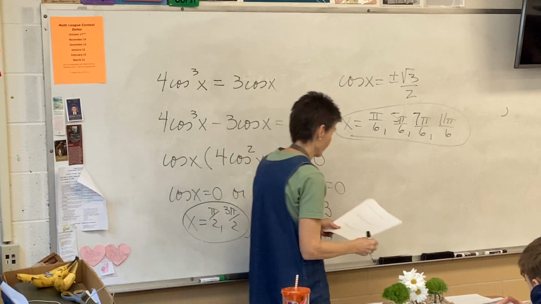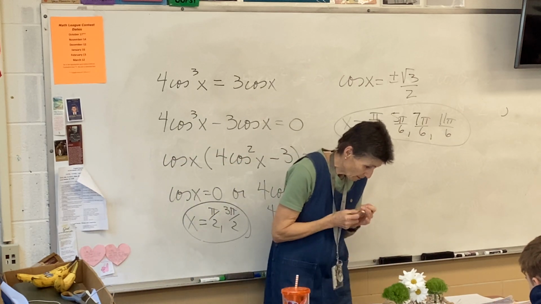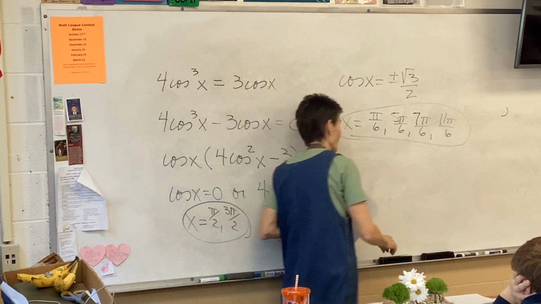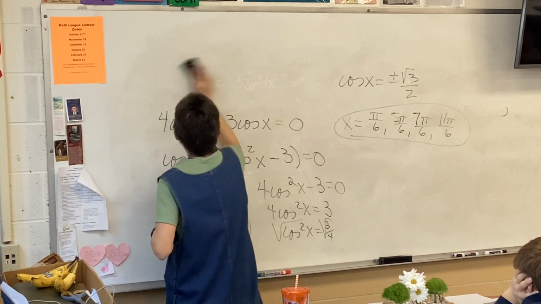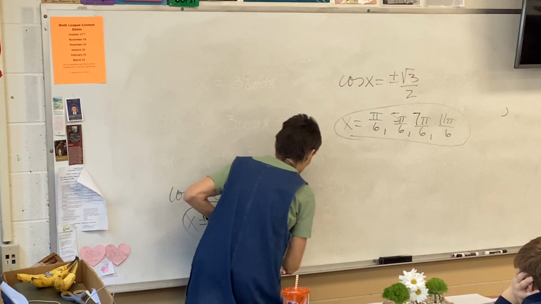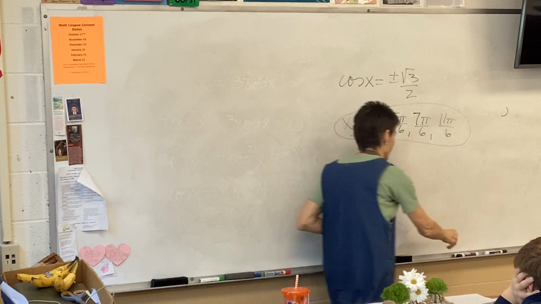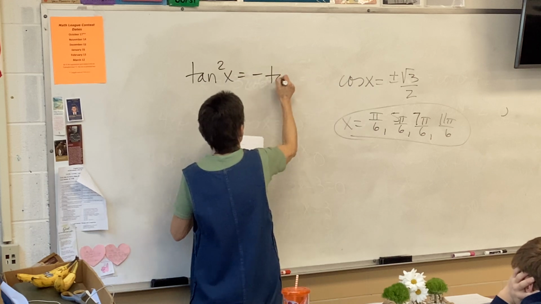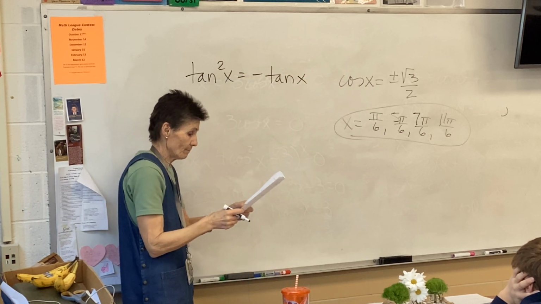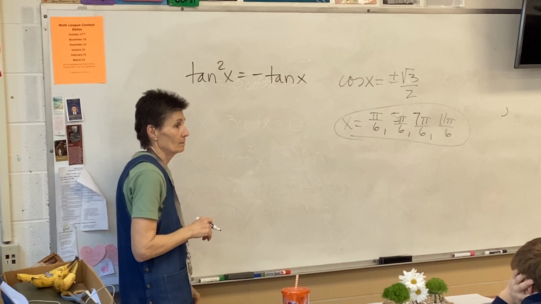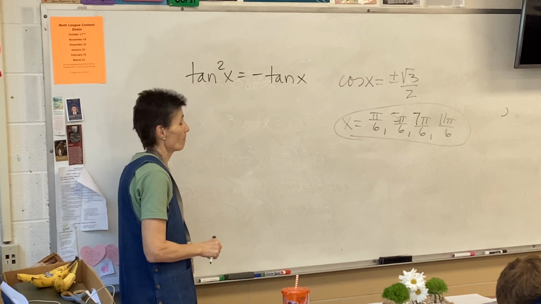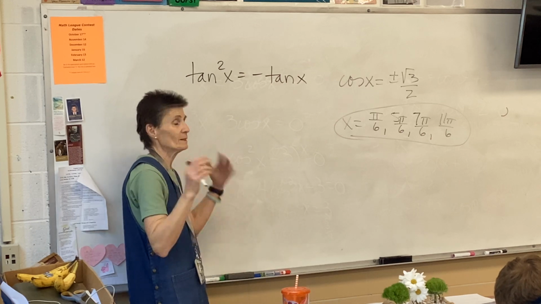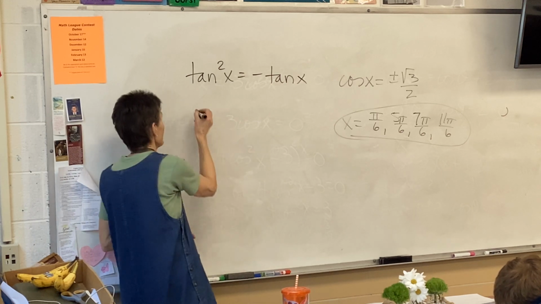All right, number 9. What are the x coordinates of the points of intersection? So what do we do? How do we start? Make them equal to each other. So tan squared equals negative tan. And then what? Oh, just talk to me, please. What? Add it. Add tangent.